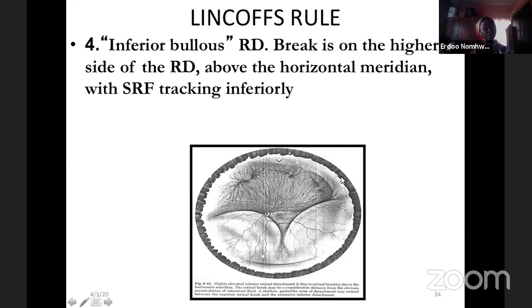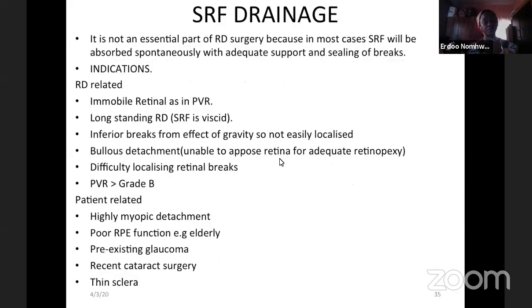If you look at the new Kanski, this has been modified. They split the inferior bullous detachment, localizing the break superiorly, close to the area of higher bullous detachment where you have higher subretinal fluid. Then they have another one where you still have your bullous detachment and subretinal fluid tracking inferiorly, and you still have the break located inferiorly on the higher side of the retinal detachment.